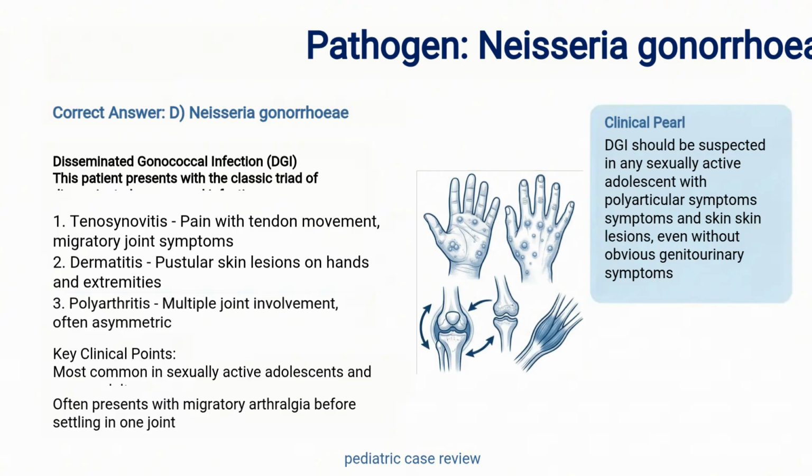This patient presents with the classic triad of disseminated gonococcal infection, which includes tenosynovitis with pain on tendon movement and migratory joint symptoms, dermatitis with pustular skin lesions on the hands and extremities, and polyarthritis with multiple joint involvement that is often asymmetric. Disseminated gonococcal infection should be suspected in any sexually active adolescent with polyarticular symptoms and skin lesions, even without obvious genitourinary symptoms. It is the most common cause of septic arthritis in sexually active adolescents and young adults. Symptoms often begin with migratory arthralgia before eventually settling in one joint.